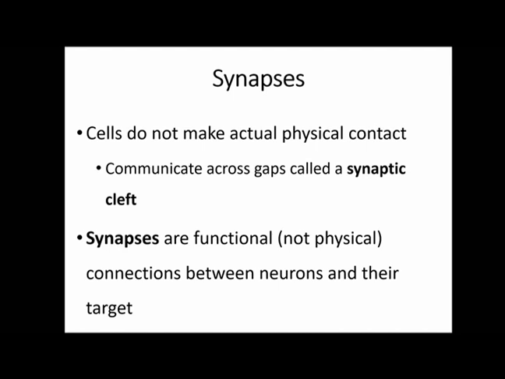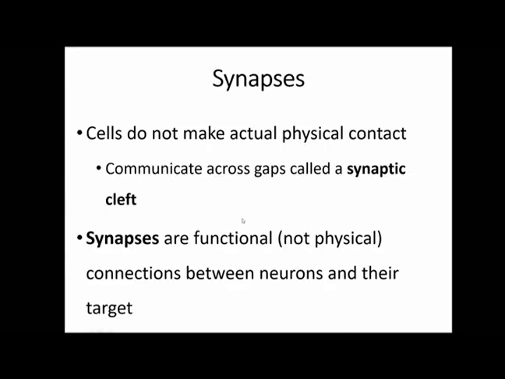Usually that target is the next neuron, but as we'll see in future slides, these neurons can connect to parts of our brain. They can connect to different sensory receptors. They can connect to other things. But for the most part, we'll think about synapses as neurons connecting to other neurons.